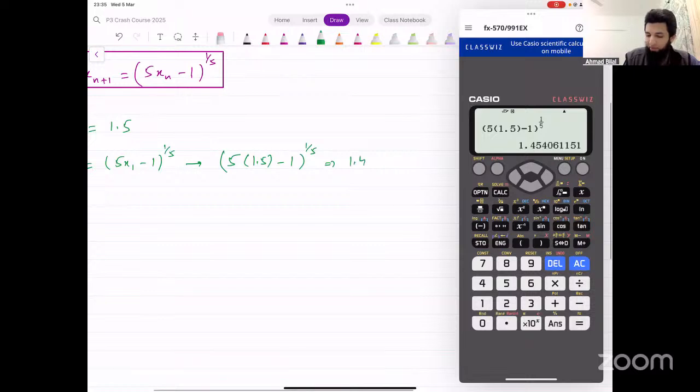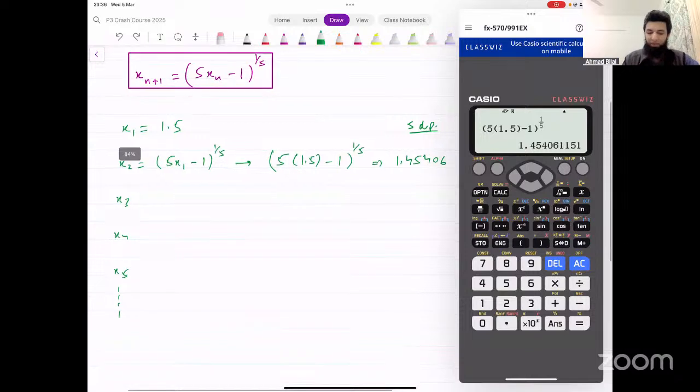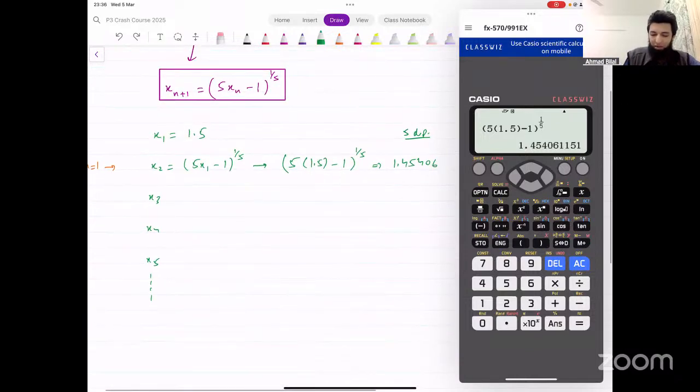Let's write that down here, 1.454. Let's say we want to write this to 3 decimal places. Let's leave it like this, 1.454. That's the value of x2 that I'm getting. Or let's actually use more decimal places. Let's say 5 decimals. So mostly you have to use more decimals in iterations like this. To 5 decimal places, we have this number. This is x2. Okay, now once we have x2, how can we find x3 after that?